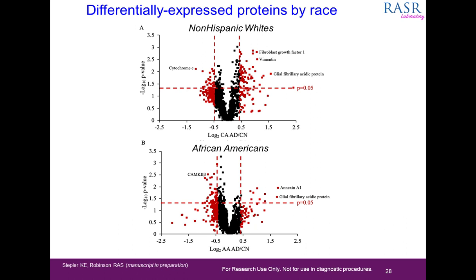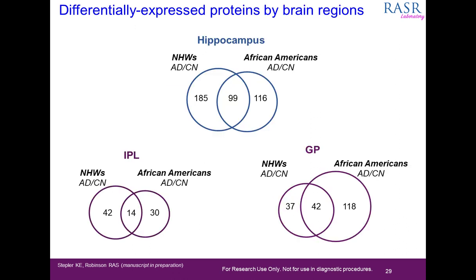And you can see that for a few proteins that we've labeled, there's some things that are similar. So for example, the glial fibrillary acidic protein is one that seems to be pretty consistent just within Alzheimer's disease.